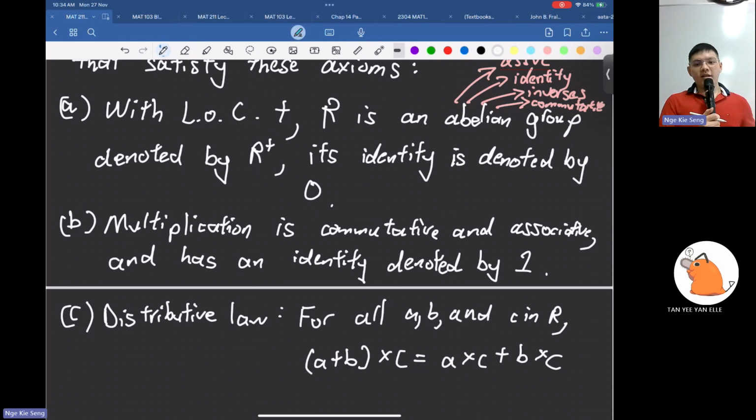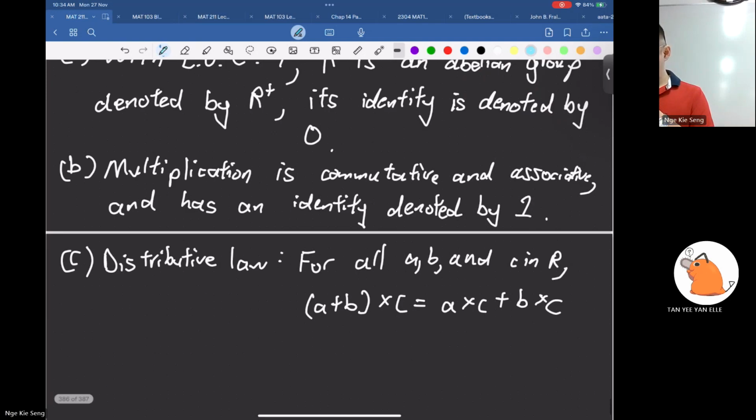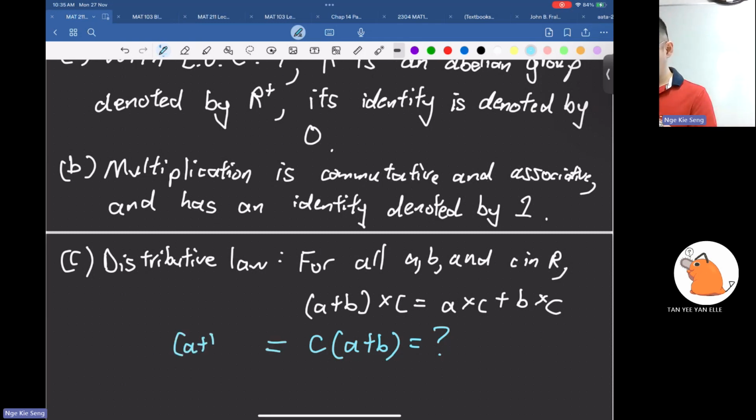You can show it from the commutative point. Siyu asked about what if I multiply C on A plus B? Our multiplication is commutative, so we can write it back to (A plus B) times C. Any other question?